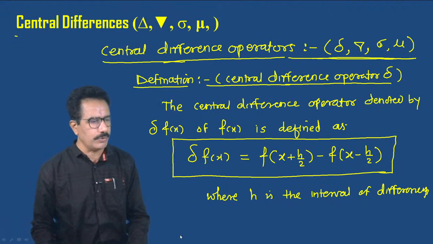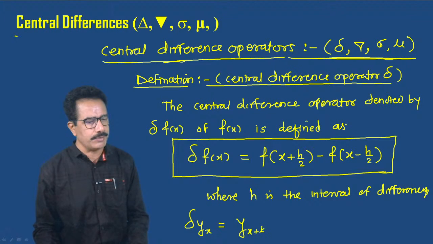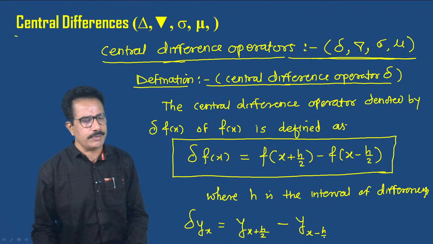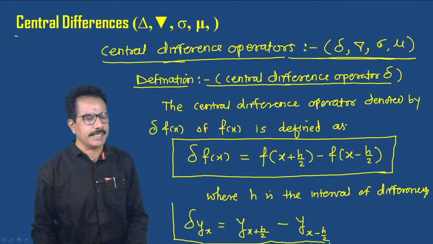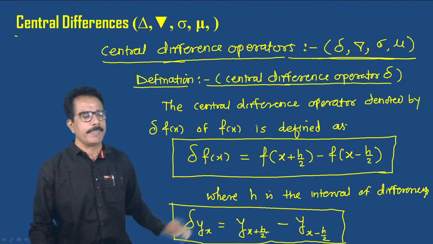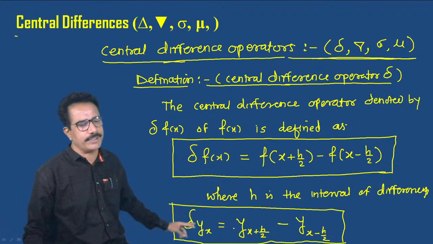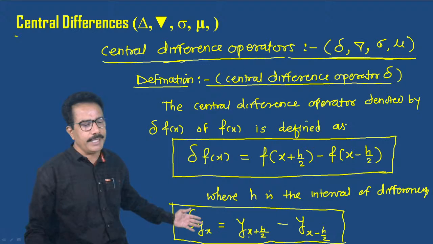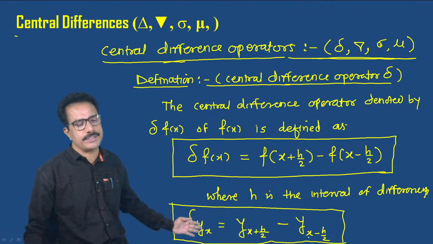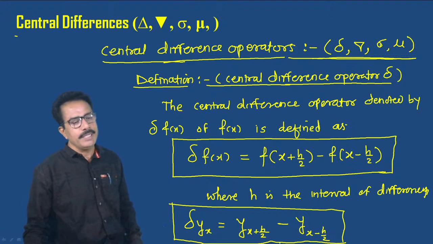We can also write this as delta y x equals y of x plus h by 2 minus y of x minus h by 2. It can also be written in the form of y, because in many places in many notations it is written like this. Delta f of x, in place of f of x we can write y x: delta y x equals y suffix x, where y suffix x is equal to y of x plus h by 2 minus y of x minus h by 2. Okay, it can also be written this way.